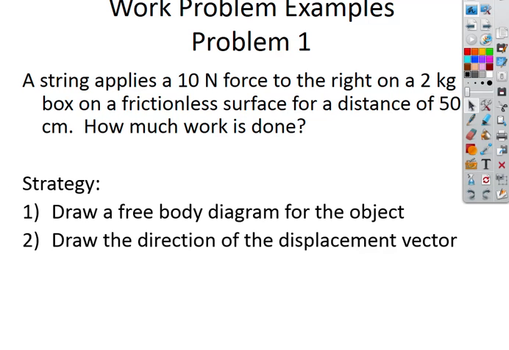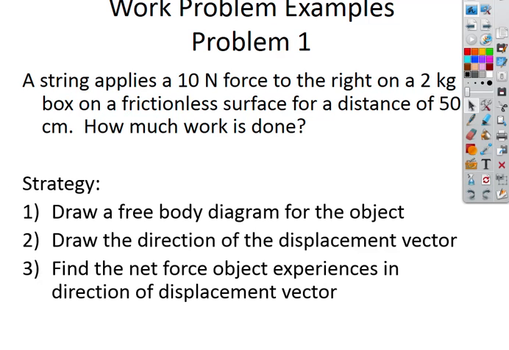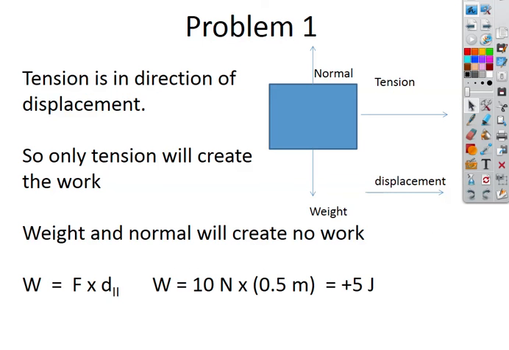I recommend drawing the direction of the displacement vector. I would assume the object is moving to the right. It's on a frictionless surface, so it should move to the right. Make sure that displacement vector is not on your free body diagram, but it'll help you understand what's positive and negative. And then find the net force that the object experiences in the direction of the displacement vector. What would be the net force? So here's the problem, already broken completely down.